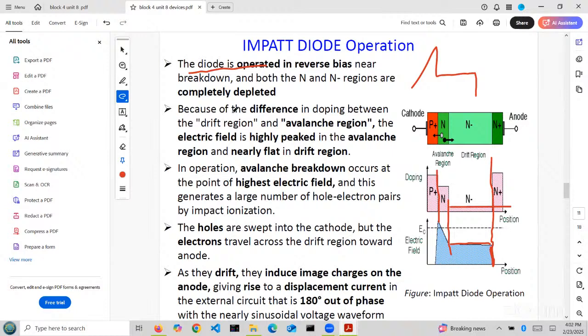Difference in doping between the drift region and avalanche region. The electric field is highly peaked, meaning the field is increasing. What is happening to the field? The field is increased. And again, what is happening? It is coming to the flat region. Where is it coming to the flat region? In the drift region, it is coming to the flat. And next, it is decreasing. The overall concept is mentioned in this. And next, come to the next slide.